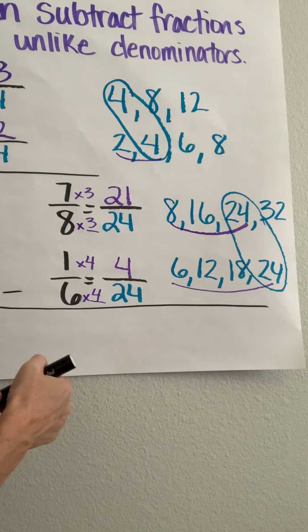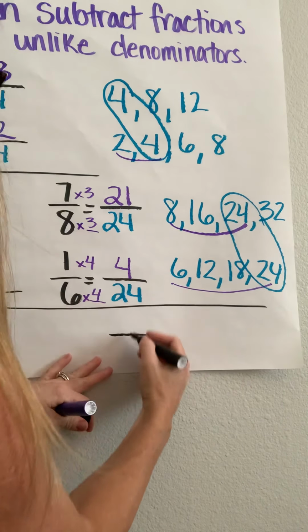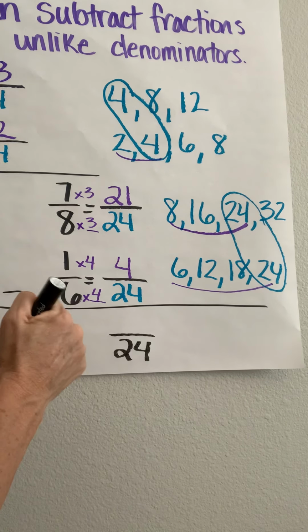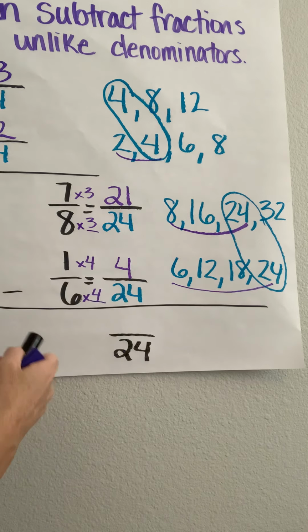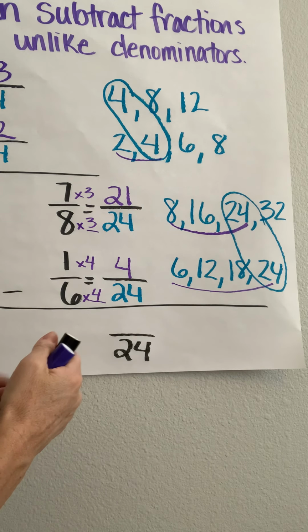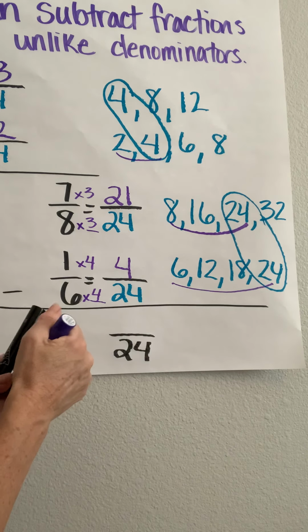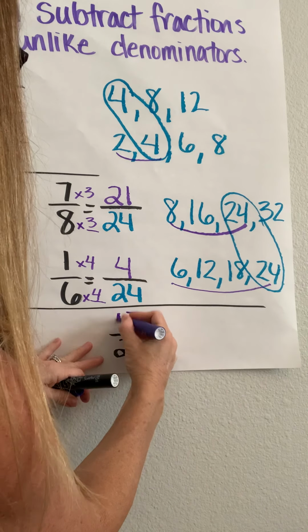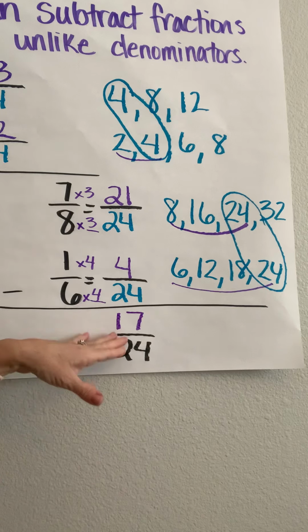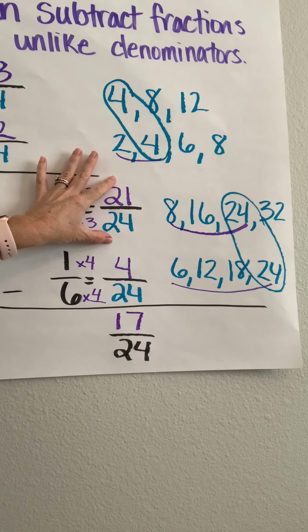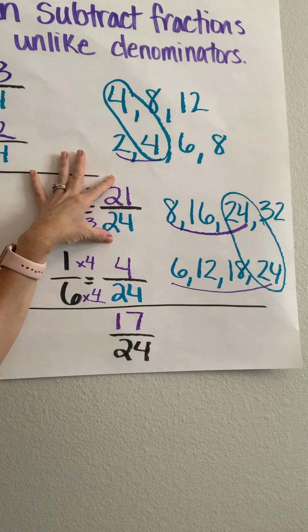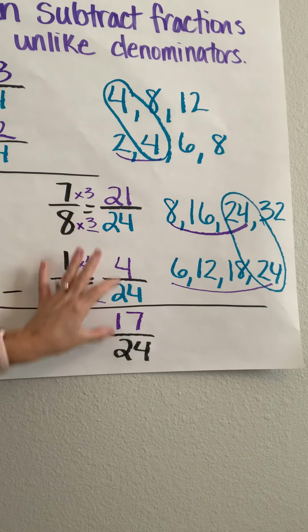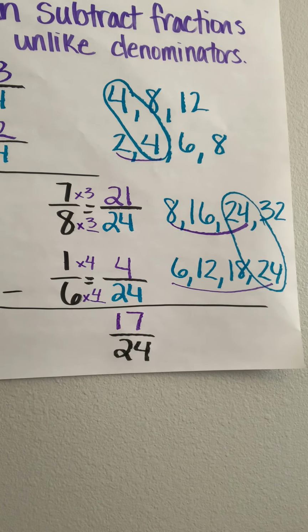Now I'm at the 4th grade part of the skill. I have 24 for my denominator, and I need to subtract my numerators. And 21 minus 4 gives me 17. And let's just double check and see if that makes sense. If I had 21/24 of a pizza, that would be a really awkward pizza, and I took away 4 of those slices, 4/24, I would have 17/24 left.